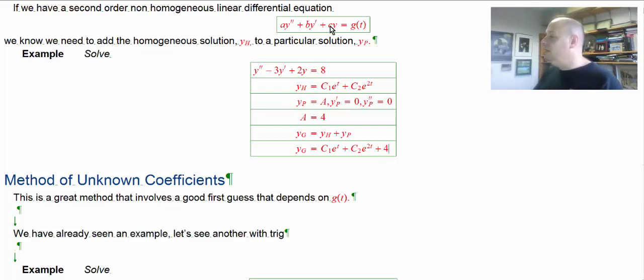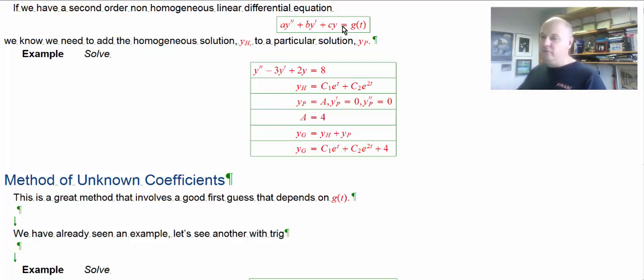If I'm trying to solve a linear second order constant coefficient non-homogeneous differential equation, then I need to find the homogeneous solution first because it has the constants. We already know how to do that. I need to then just add to that homogeneous solution a particular solution. So we're going to learn two different ways of getting that particular solution.